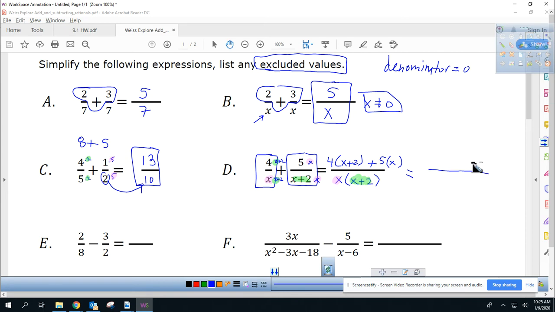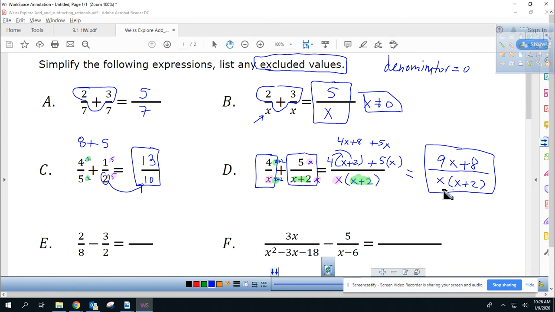And now I'm going to simplify my numerator. I don't care if you leave your answer in the denominator in terms of factors. You don't have to multiply it all the way out and put x squared plus 2x. If you'd like to, go ahead. I don't think you need to do that though. But we do need to distribute here and combine like terms. So this becomes 4x plus 8 plus 5 more x, which means we have a total of 9x plus 8 as our solution. And then we've got to go back to exclude values.